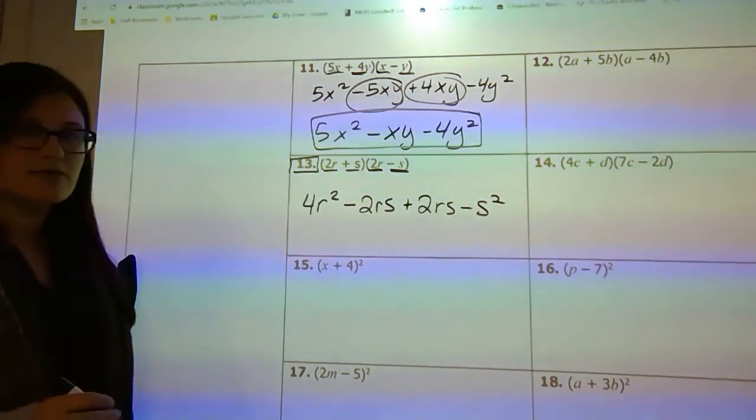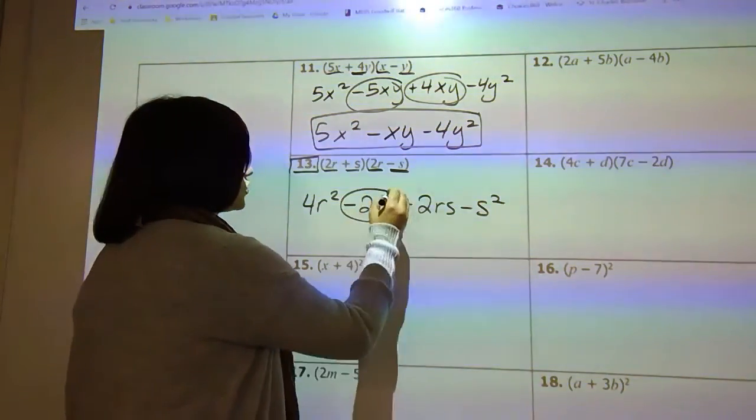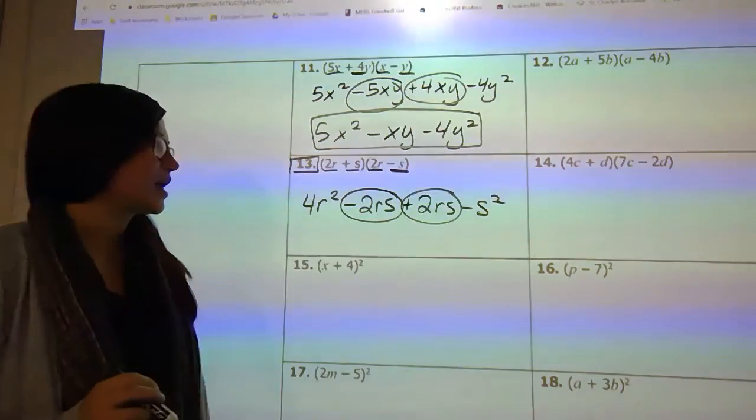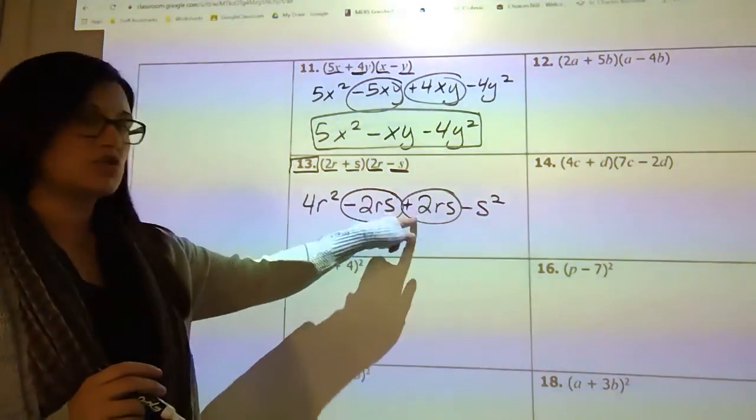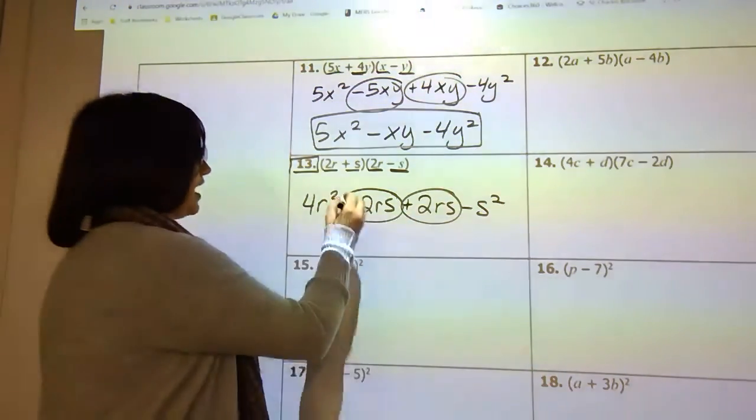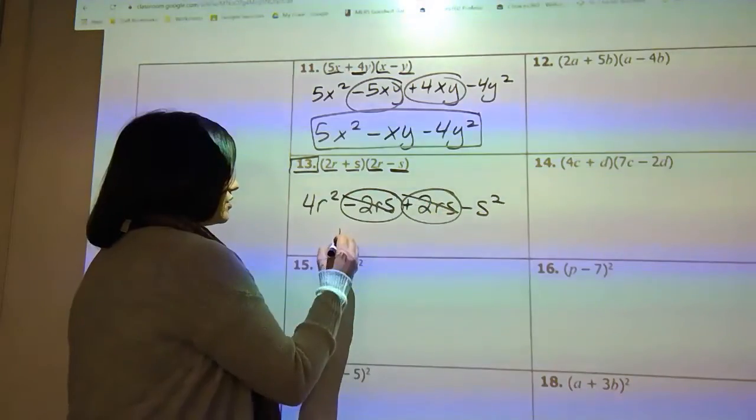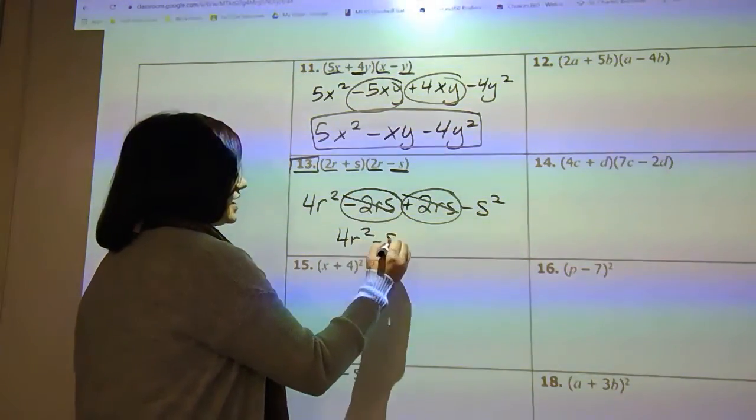Now, what I liked about this was that, look at my middle terms. When I combine those, what happens? Negative 2 plus 2, they go away, okay? It's just equal to 0. So I'm left with 4r squared minus s squared.